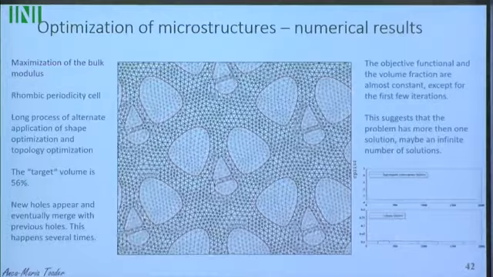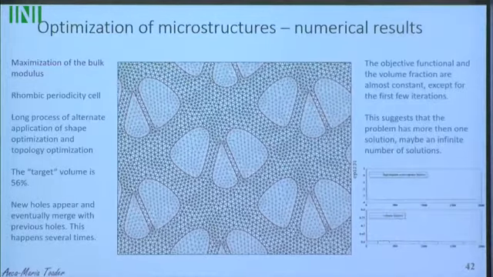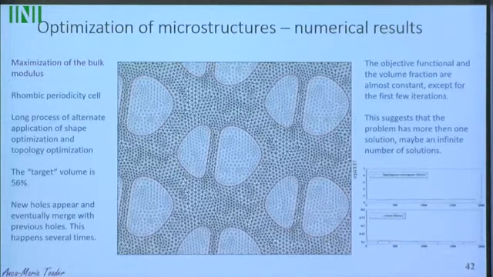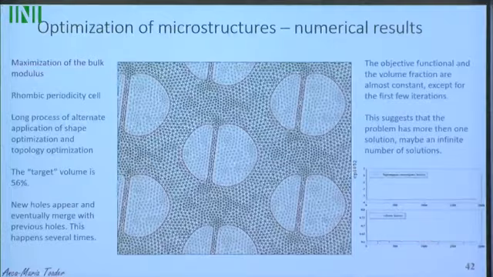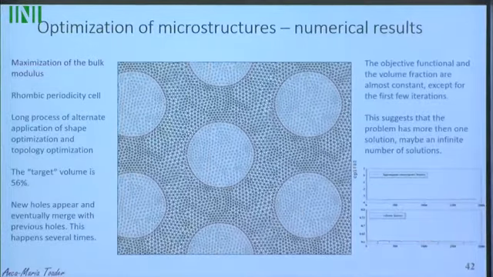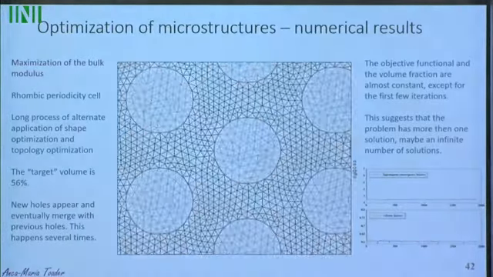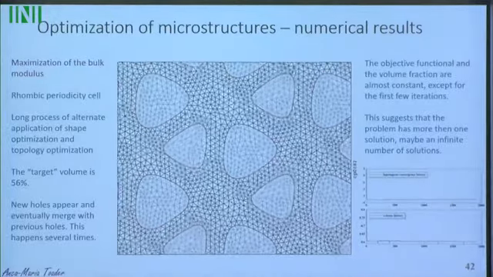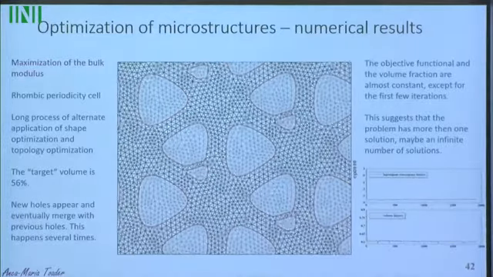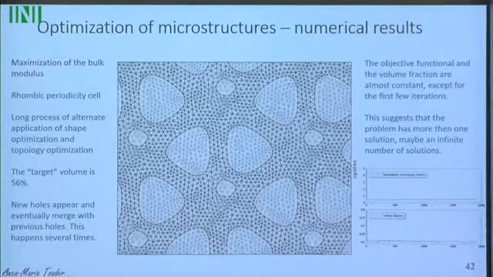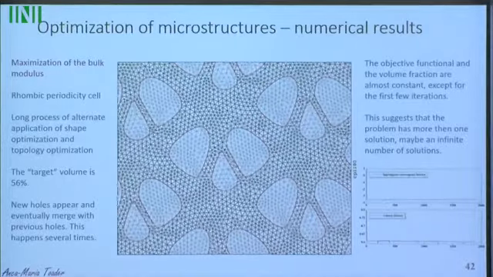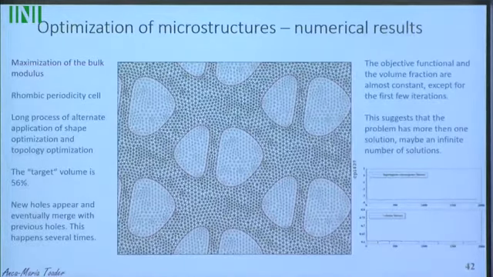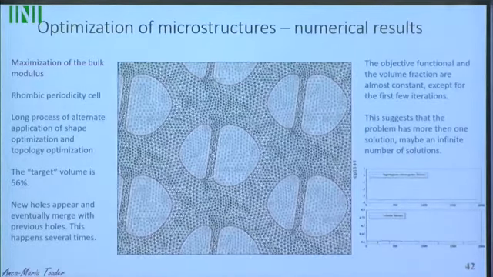We are using here a rhombic periodicity cell. This is an example with no change in the periodicity cell. It's a long process of alternate application of shape and topology. And note that new holes appear, and then they merge with the previous holes, and this is happening several times.